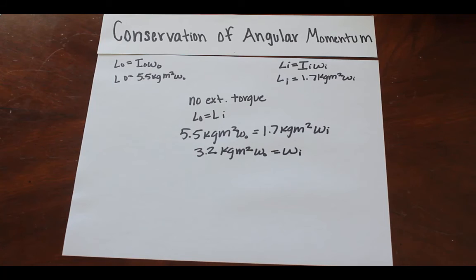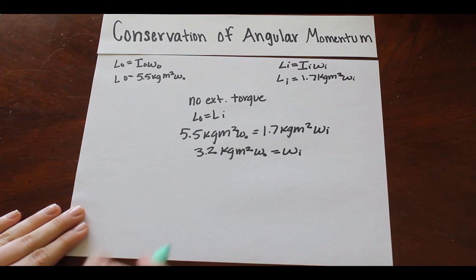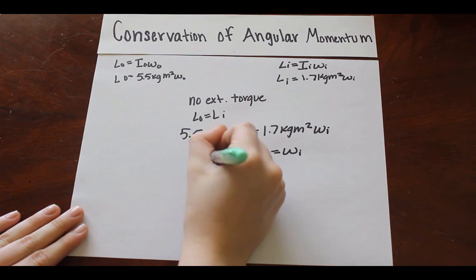So like we said, the person whose arms are in has about a 3 times as higher angular velocity as the person with his arms out. So that is as we expected.